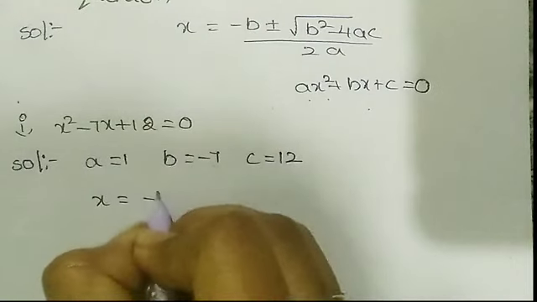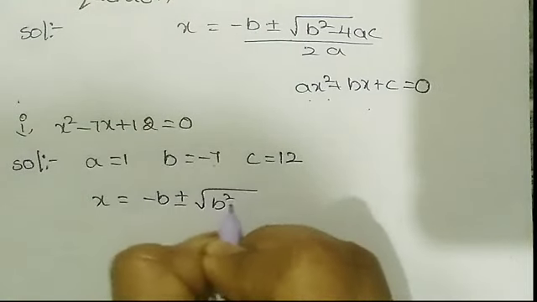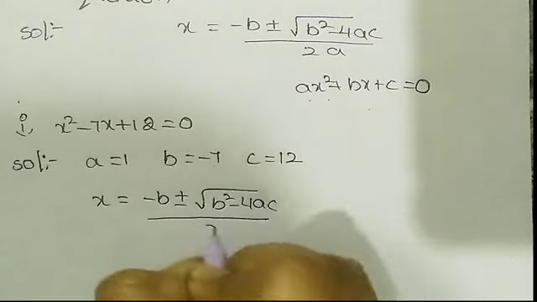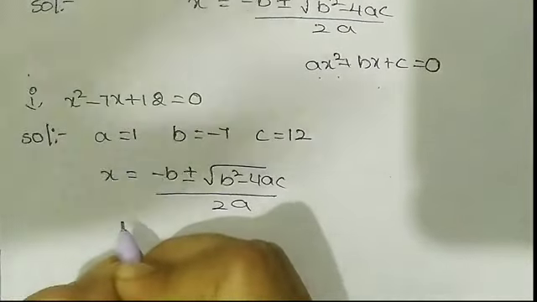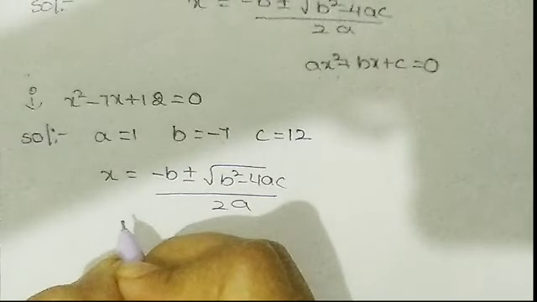Write the formula x equal to minus b plus or minus square root of b square minus 4ac by 2a. Substitute these values. So I have substituted the values: b is equal to minus 7, a is equal to 1, c is equal to 12. Minus of minus 7 is plus 7, plus or minus square root of 7 whole square 49 minus 4 12s of 48, by 2 into 1. That is equal to 7 plus or minus square root of 49 minus 48, which is 1, by 2.